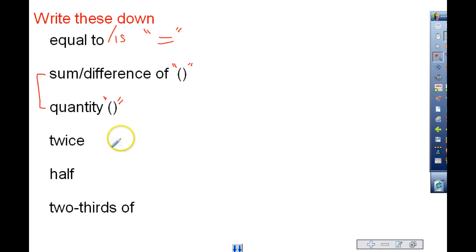Okay. Twice, 2 times some number. Twice means multiplying. Half means to multiply. Some people didn't know that when you take half of something, you're multiplying by a half, not dividing by a half. 2/3 of means multiply as well. 2/3 of a number, 2/3 of something. So these are a few things you'll see within the homework.